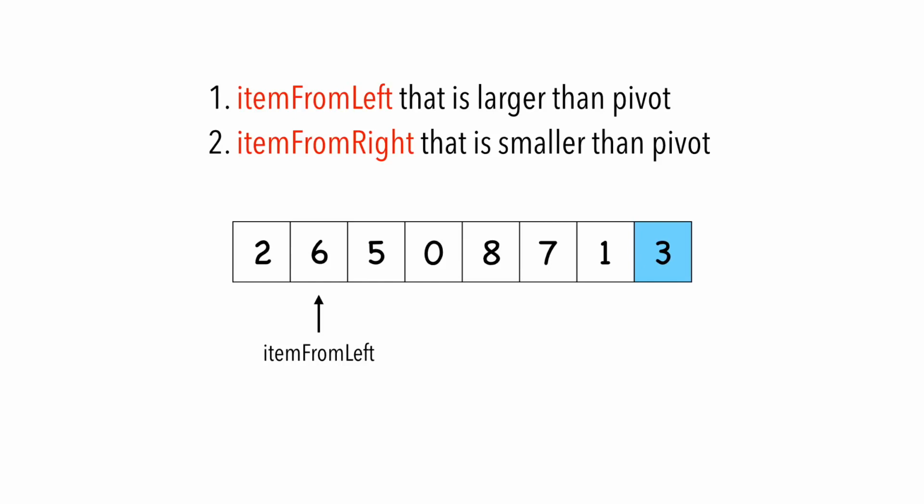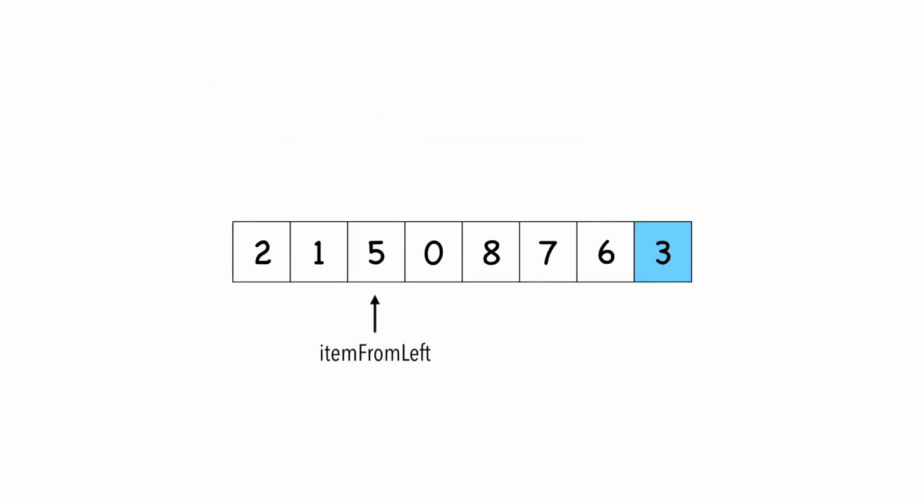Starting at 2, we can see that 6 is item from left. Now starting at the right, we see that 1 is item from right. Let's swap item from left with item from right. We repeat the process. This time, 5 is item from left and 0 is item from right. Again, we swap.